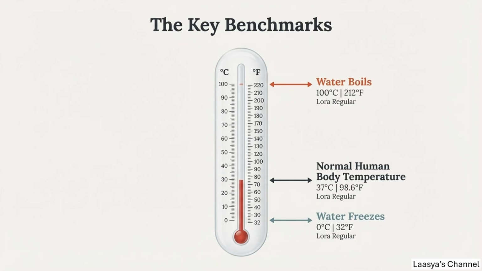Next, the key benchmarks. At what temperature does water boil? Water boils at 100 degrees Celsius. In Fahrenheit, you can say 212 degrees Fahrenheit. Normal human body temperature is 37 degrees Celsius, while in Fahrenheit it is 98.6 degrees Fahrenheit. Water freezes at 0 degrees Celsius, which is 32 degrees Fahrenheit.